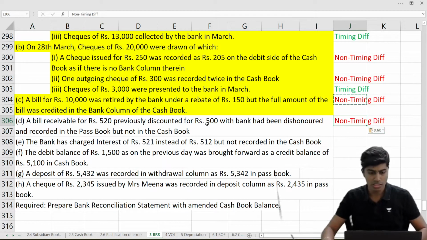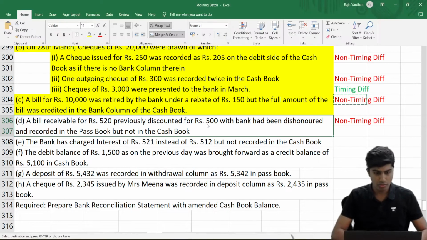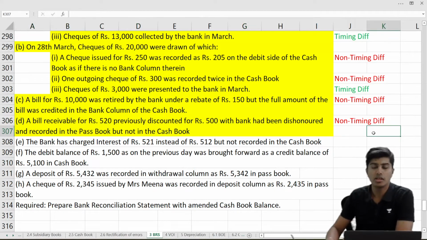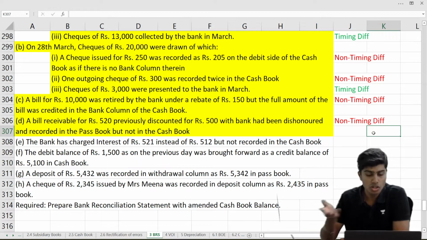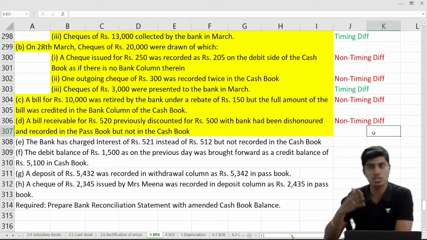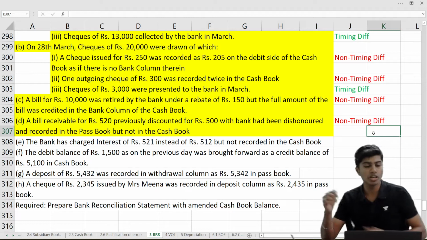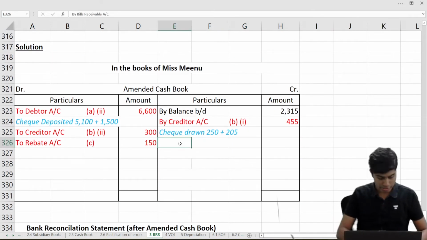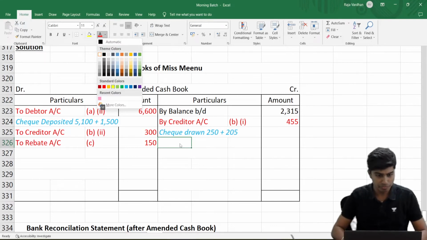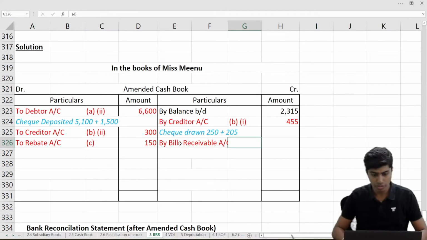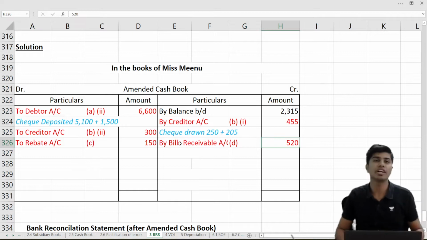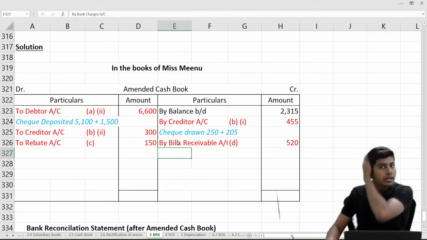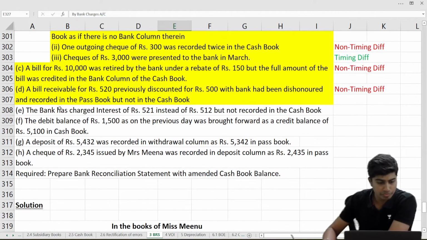This is a non-timing difference. So we'll amend it in our amended cash book. It's a reduction in the bank balance, so it will be a credit in the amended cash book by how much? 520 rupees. Let me write in my amended cash book: by bills receivable account D, that is 520 rupees. I hope you guys understood this. Clear? Let me go to the next one.